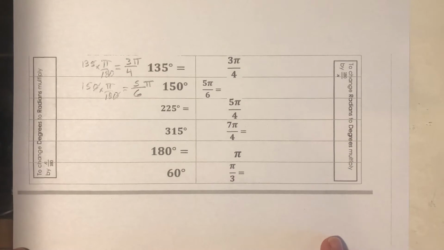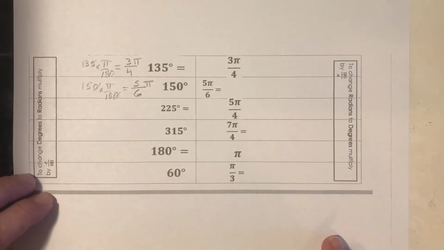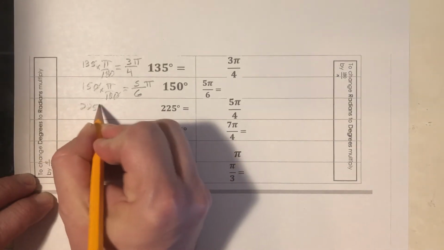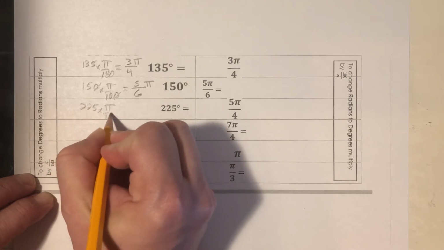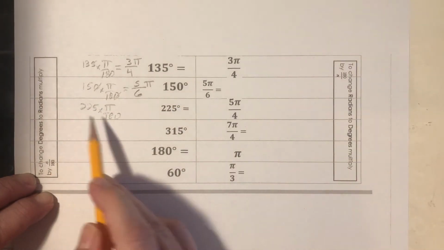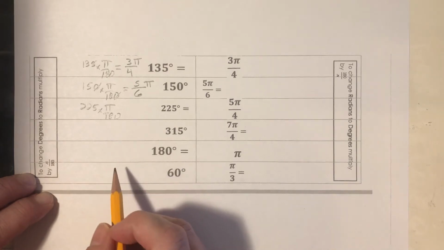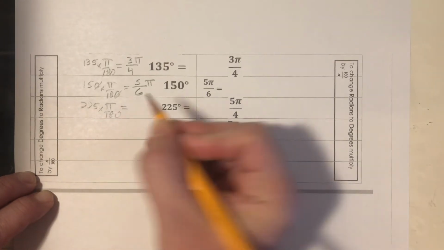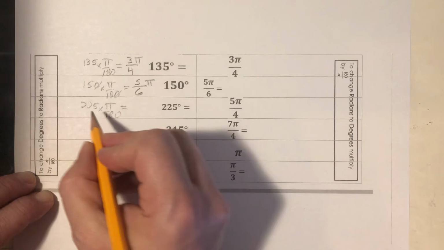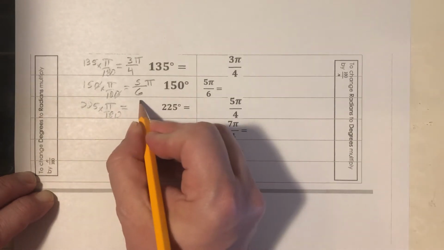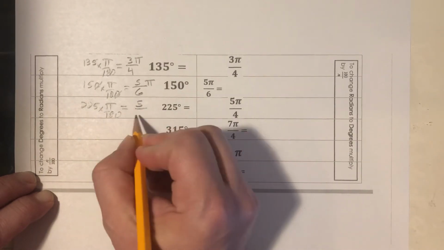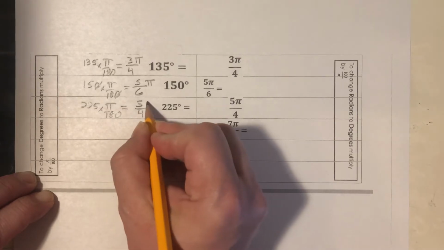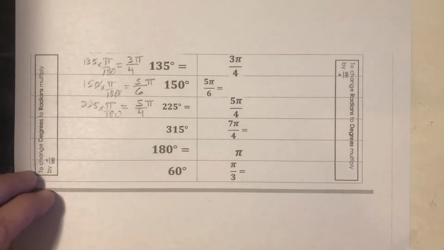Okay, if I look at my next example, I've got 225 degrees. So I'm going to do 225 times pi over 180. Again, I see that they're both divisible by 9 and they're both divisible by 5. So then they're both divisible by 45. So this would end up being 225 divided by 45 is 5. 180 divided by 45 is 4. So 5 pi over 4 radians.